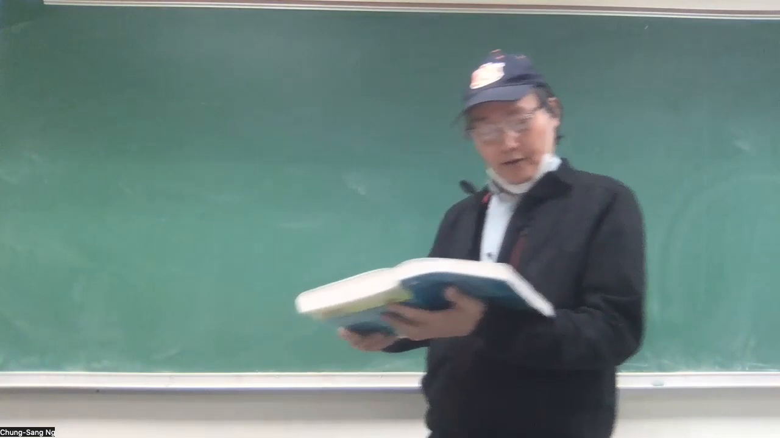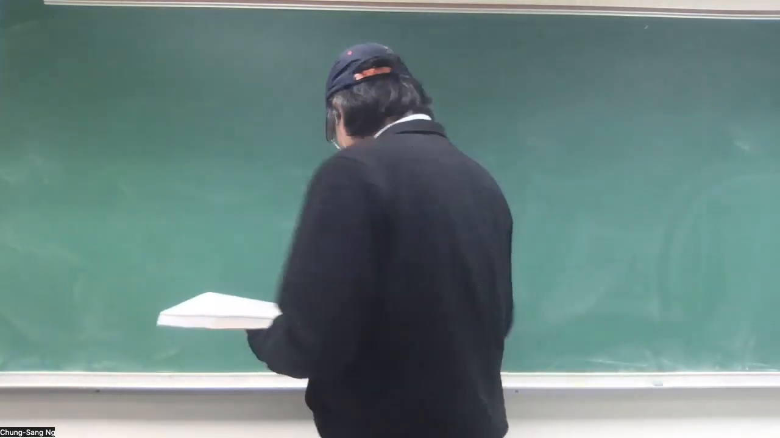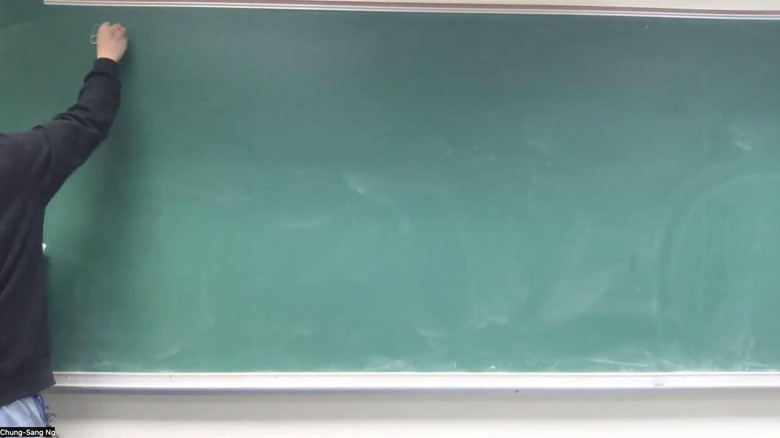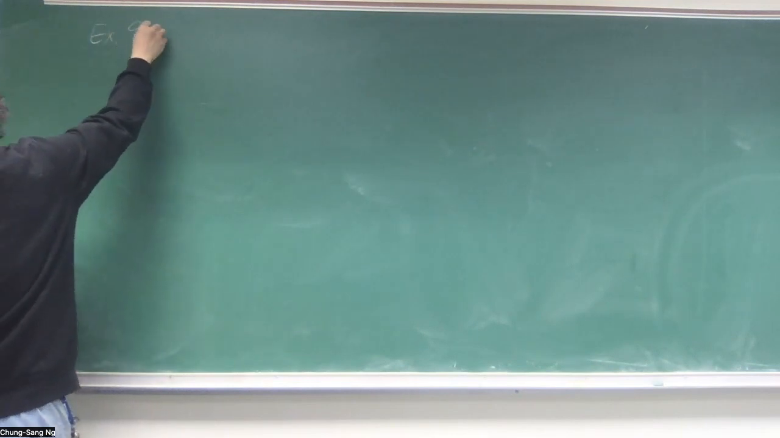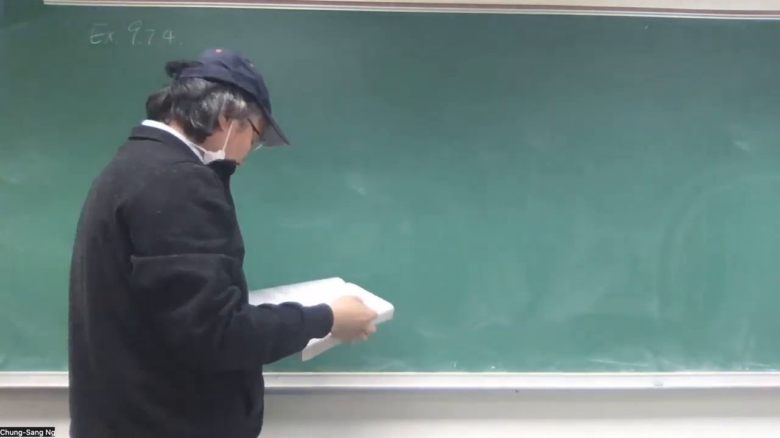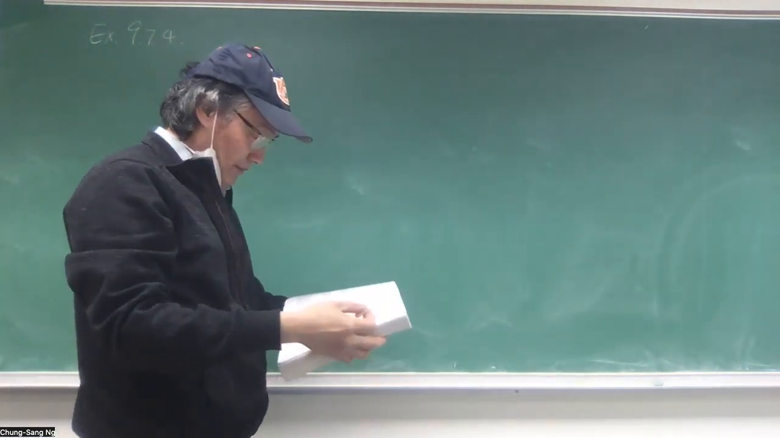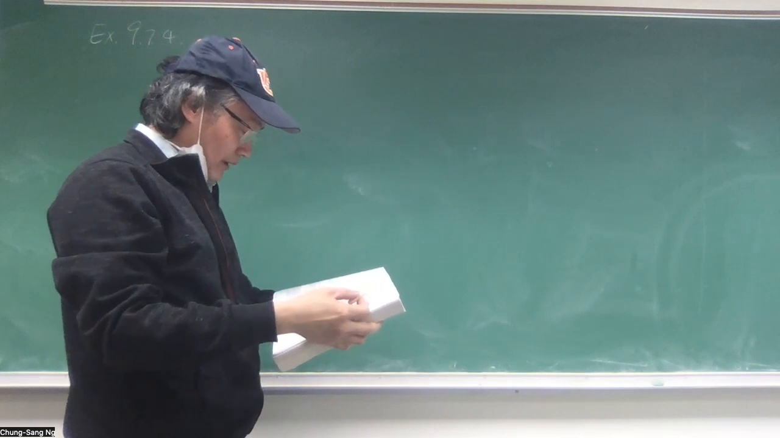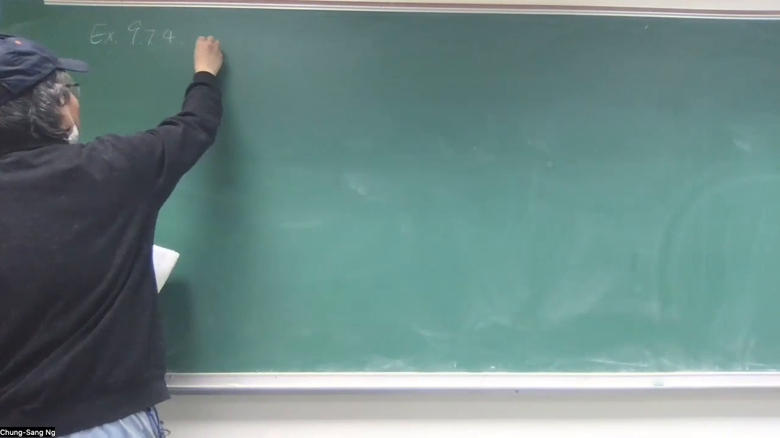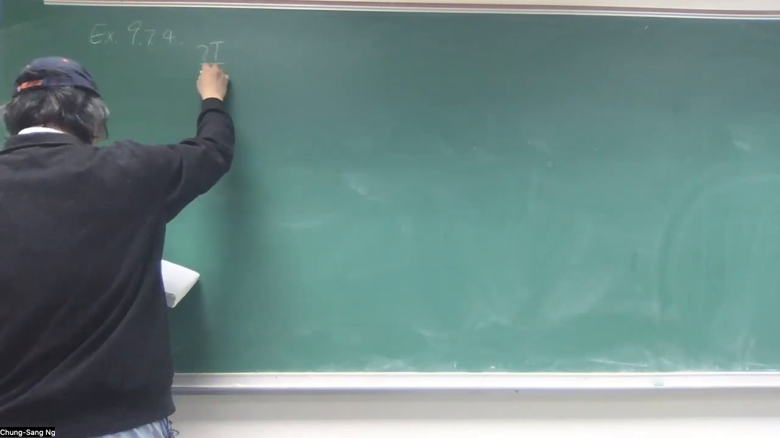Oh, this is 974, right? Exercise. That's 974. Right. So you have the diffusion equation, but now you are actually using the temperature, so you can write it like using the temperature. Okay.